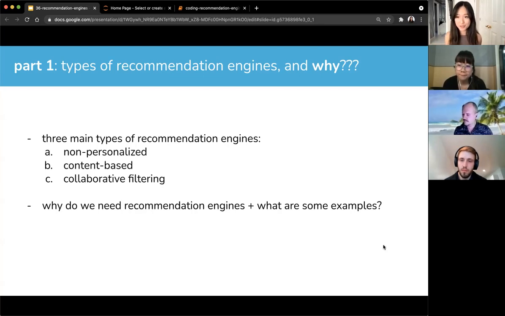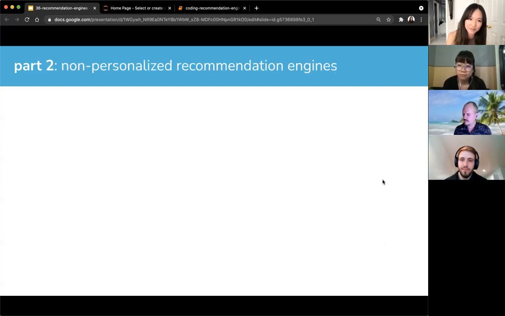So recommendation engines are super important. Some examples: most recently I was using Amazon, Spotify, Netflix, Facebook ads, which have targeted me really, really well in the past year. Those are also recommendation systems.